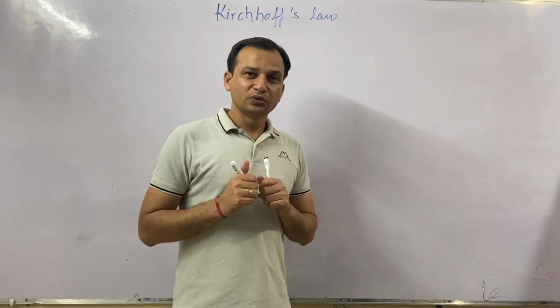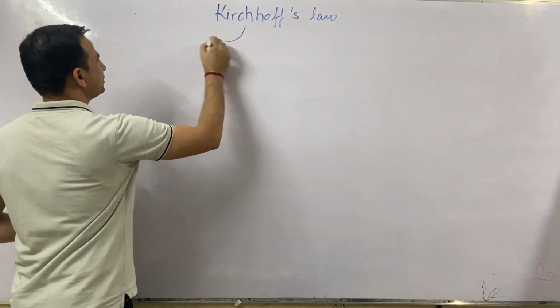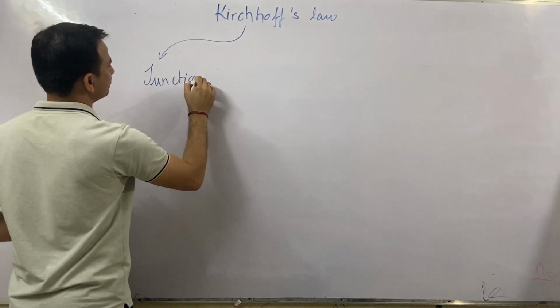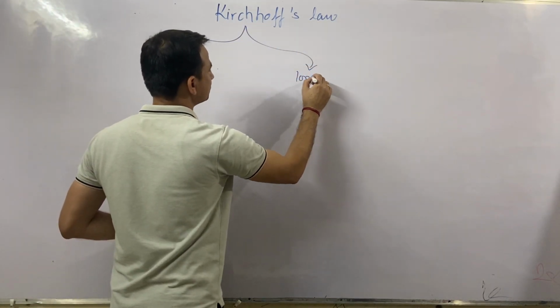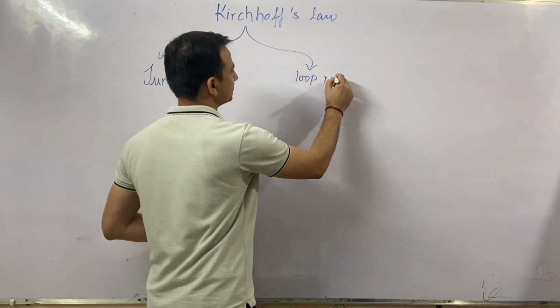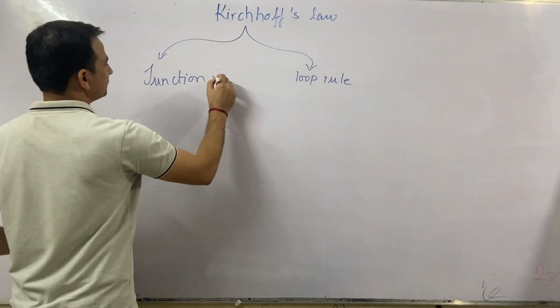There are two rules given by Kirchhoff. One is called the junction rule, and the other one is the loop rule. They both complement each other. So what is this junction rule?